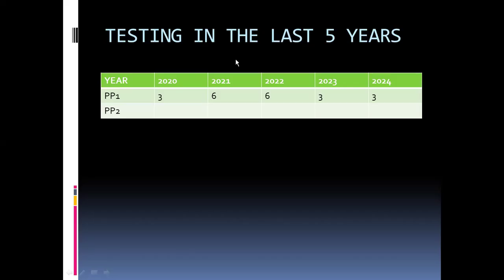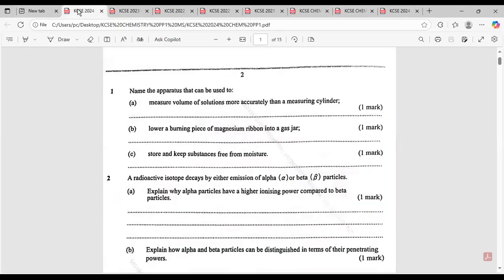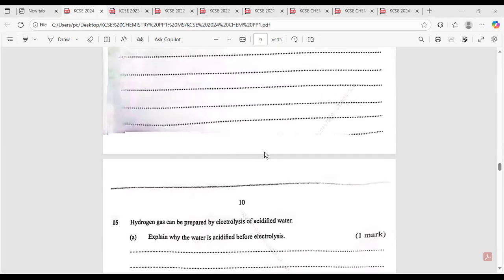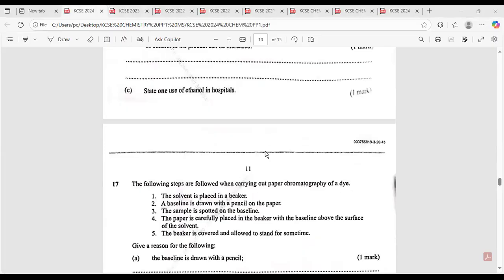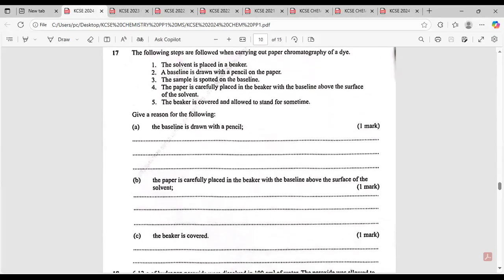So let me show you the question for 2024, because it is the most recent. The question for 2024 was tested in a unique manner. That is the question. Can I have someone to read the question that is on the screen so that we can walk this journey together? Someone to read the question?